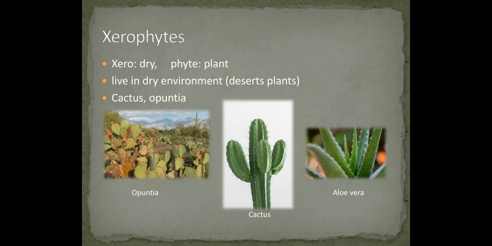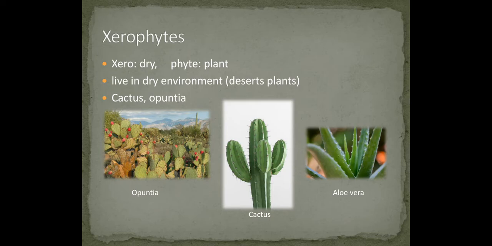And you know, such type of environment, such type of habitat where there is very little water available is actually a desert, where annual rainfall is very less. So xerophytes are those plants which live in dry environment. You can say that desert plants are actually xerophytes. And some of the examples are cactus, opuntia, aloe vera is also one of the examples of the xerophyte. You can see here opuntia, cactus and aloe vera. These are the xerophytic plants.